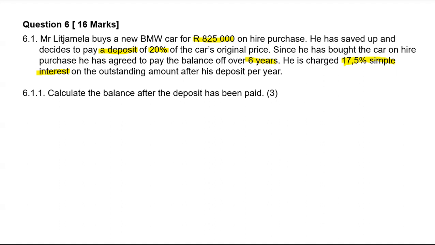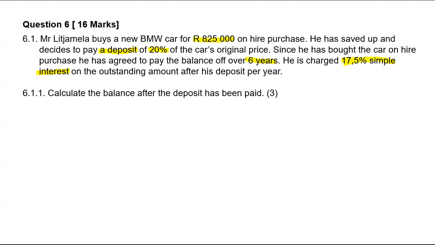I highlighted the 825, which is the value of the car. I highlighted 20% deposit, meaning that Mr. Dijamela will not be owing the whole 825,000. He'll only be owing 80% of that because 20% will be paid as a deposit. I also highlighted 6 because 6 represents the number of years over which he intends to pay whatever he's owing.